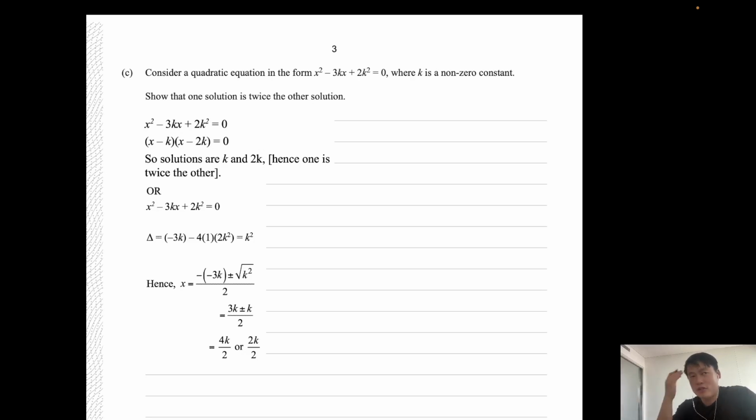Oh, they're testing my knowledge. Do I understand that the quadratic formula will work every single time? So I go ahead and use the quadratic formula. I recognize it either from memory or from the formula sheets. I can just read it off, do basic substitution, and find my two answers, 4k over 2 and then 2k over 2, which are exactly k and 2k, which is the proof that one of them is twice the other. Okay.